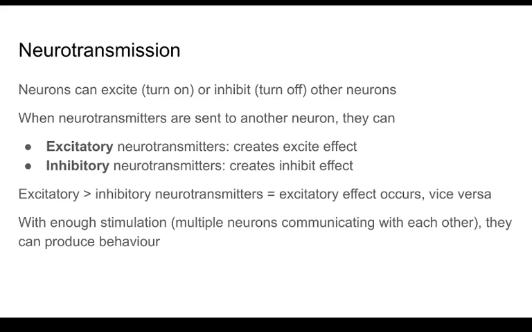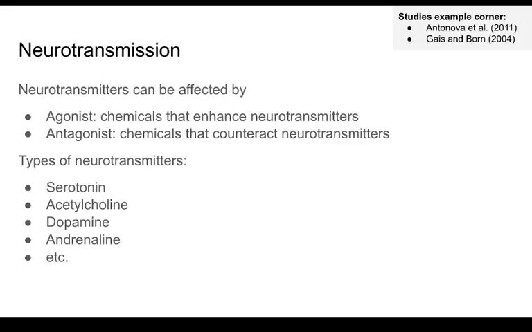And with enough stimulation like this, they would be able to produce behavior. So that's why neurotransmission increases behavior production by chance. It's like an indirect effect, but it increases the chances for it to occur. And then neurotransmitters can also be affected by agonists and antagonists. An agonist is a chemical that enhances these neurotransmitters, while antagonists are chemicals that counteract these neurotransmitters.